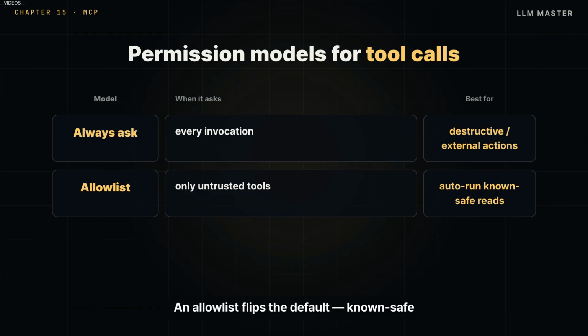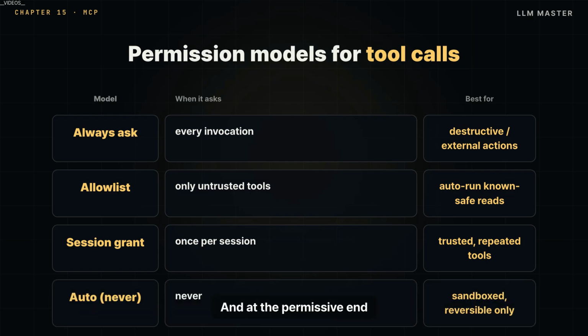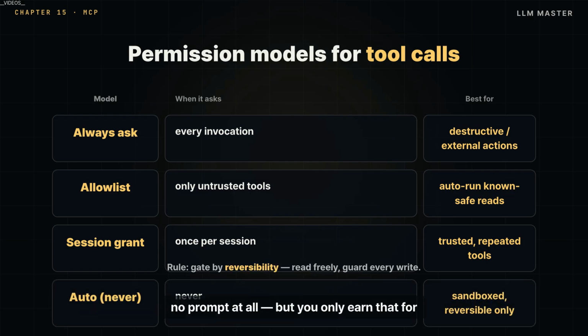An allow list flips the default. Known safe, read-only tools run automatically, and only the untrusted ones interrupt the user. A session grant is the middle ground. The user approves a tool once, and it runs freely for the rest of that session, which fits trusted tools you call repeatedly. And at the permissive end, fully automatic, no prompt at all, but you only earn that for tools that are sandboxed and reversible.